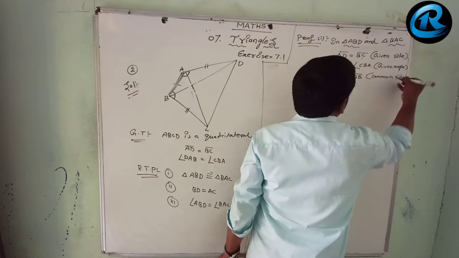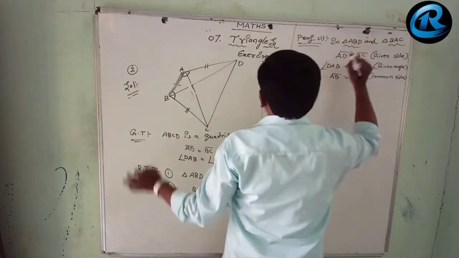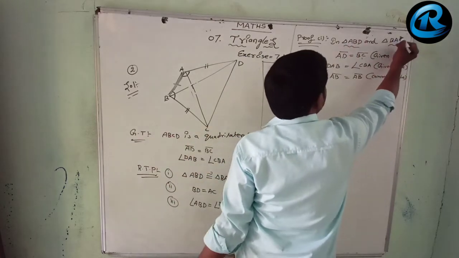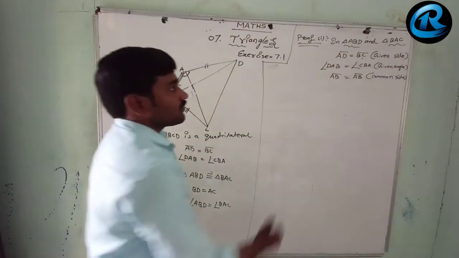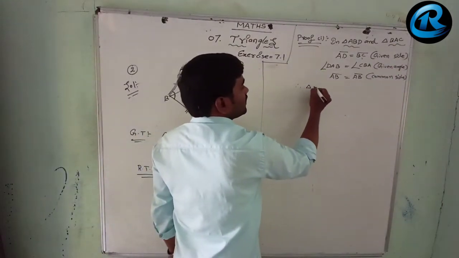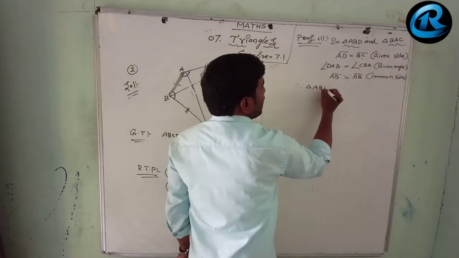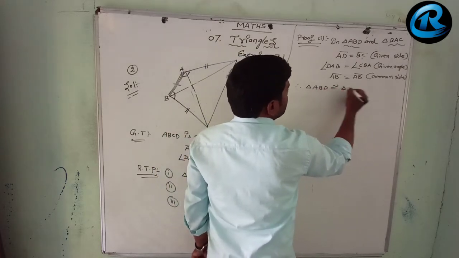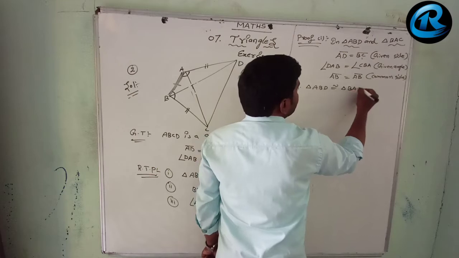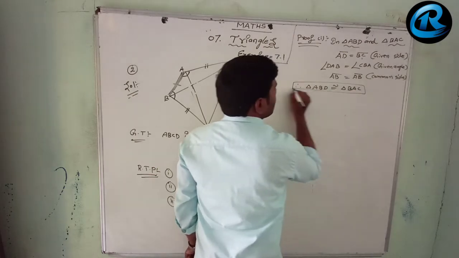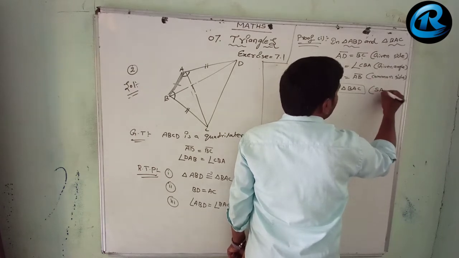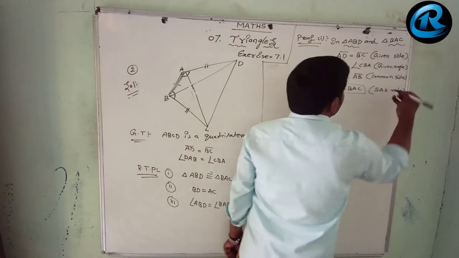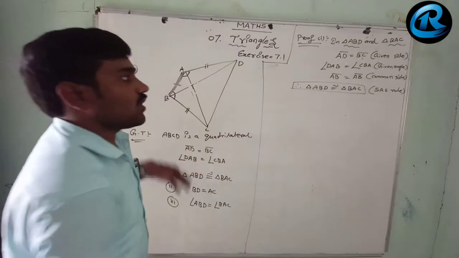A side is repeating twice. In triangle ABD we are getting AB. In triangle BAC we are getting AB again. So it is a common side. So by the rule, therefore, only three steps. Triangle ABD is congruent to triangle BAC. What is the rule? Side angle side. By the side angle side rule they are congruent.